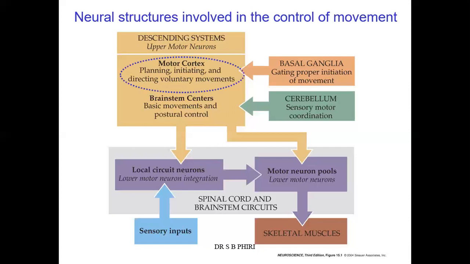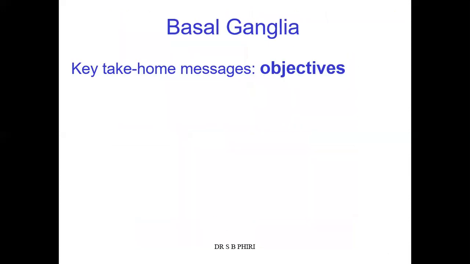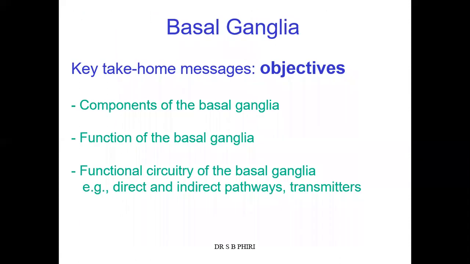So now that we know the basal ganglia, what are the main objectives of this lecture? The key take-home message is that at the end of this lecture, you should be able to describe the components of the basal ganglia without a challenge, describe the function of the basal ganglia, and describe the functional circuit of the basal ganglia. There are two circuits of the basal ganglia: the direct pathway and the indirect pathway. You need to know these pathways and the neurotransmitters involved in each pathway.